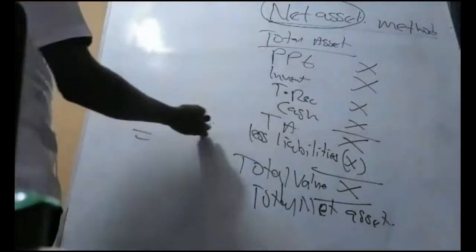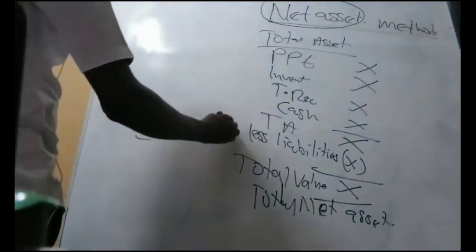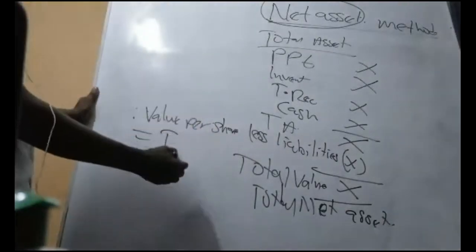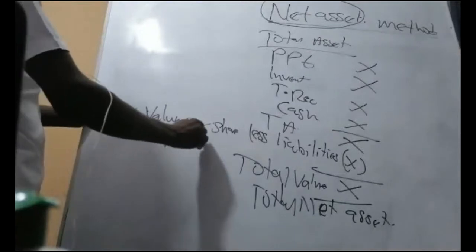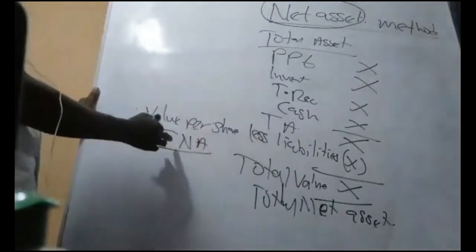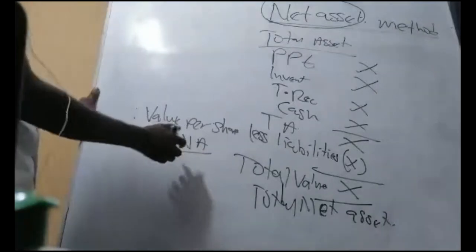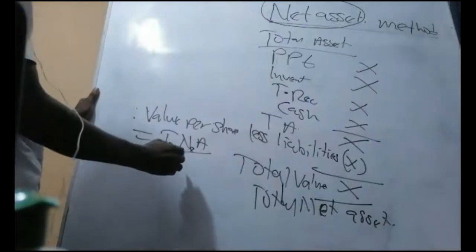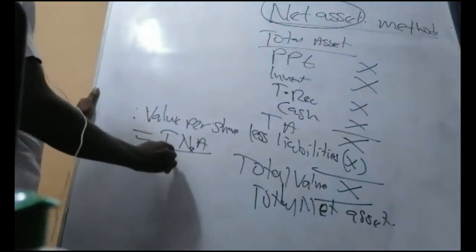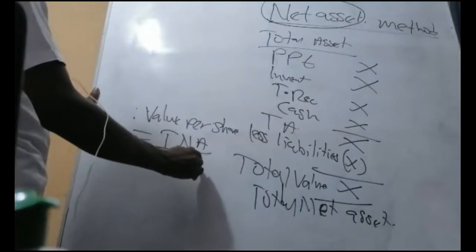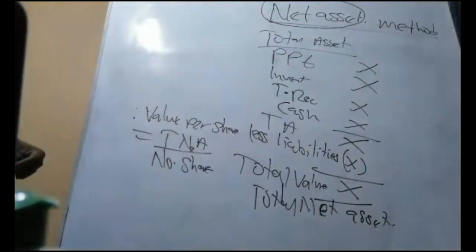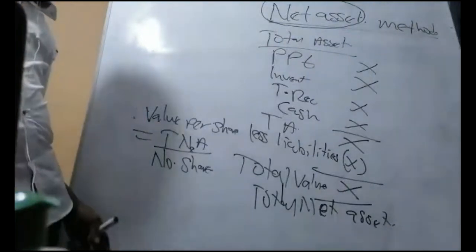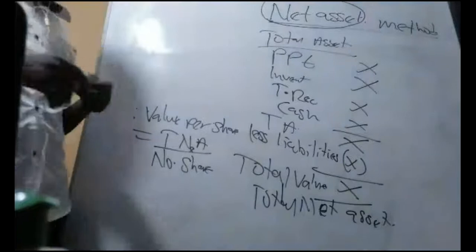So the value per share. What do you think will be the value per share? It will be the total value, which is the total net asset. So let me put the E down there. The total net asset divided by the number of shares. If I divide this by the number of shares, I'll get the share price according to the net asset method.